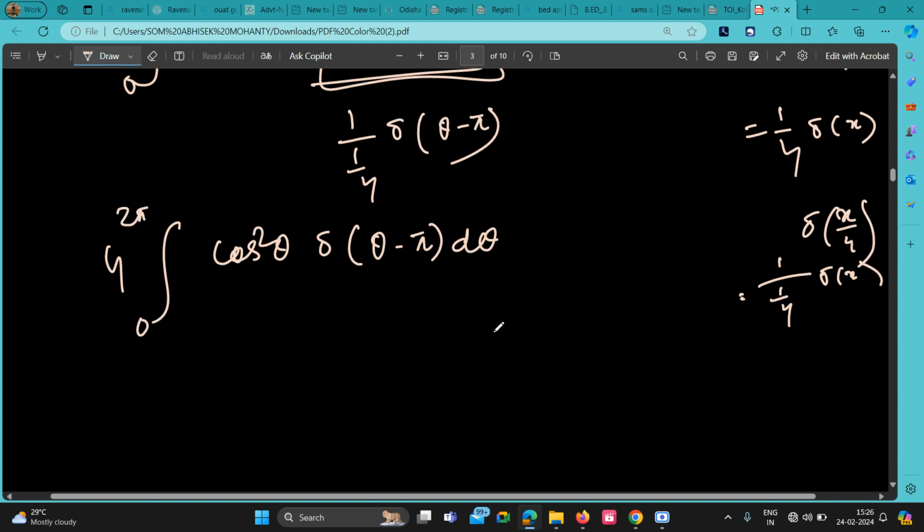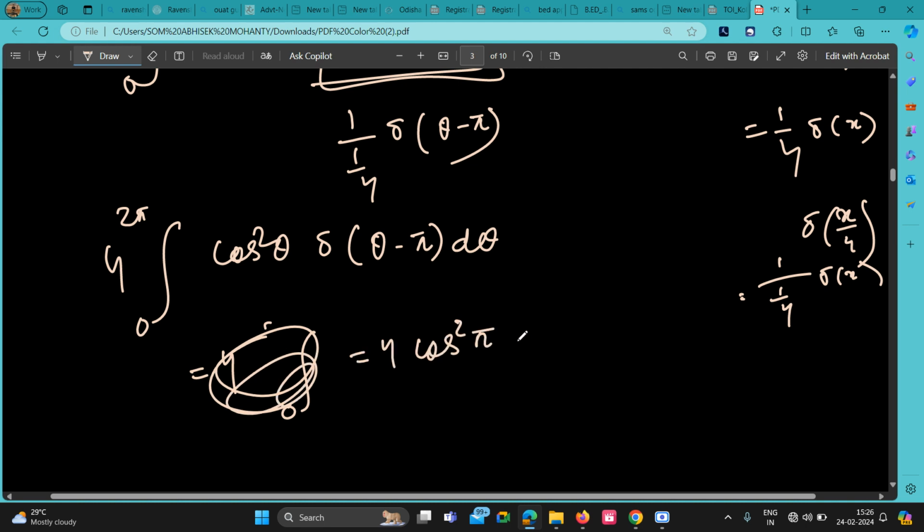Okay, so I will put this pi here. So 1 by 4, 0 to 2 pi, cos square pi. Cos pi is minus 1, so minus 1 square is 1. So the answer is 1 by 4. Okay, the answer is 1 by 4.